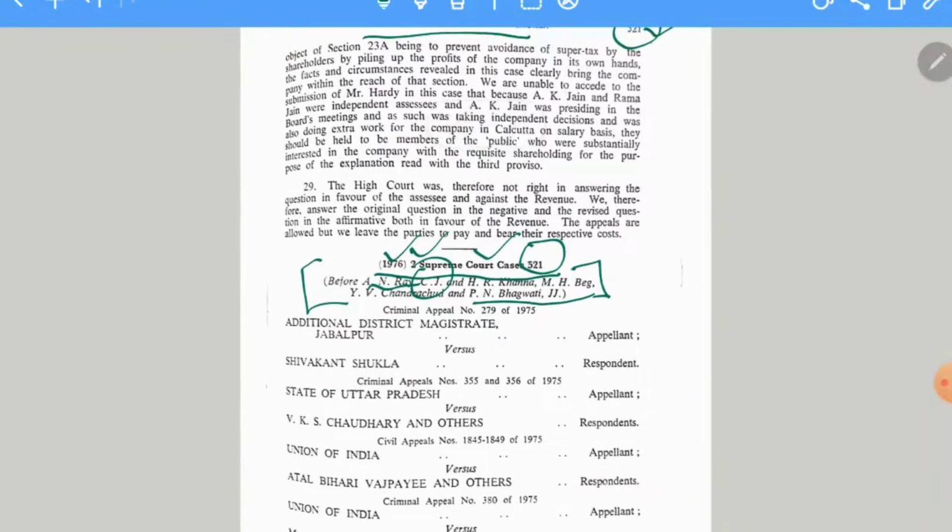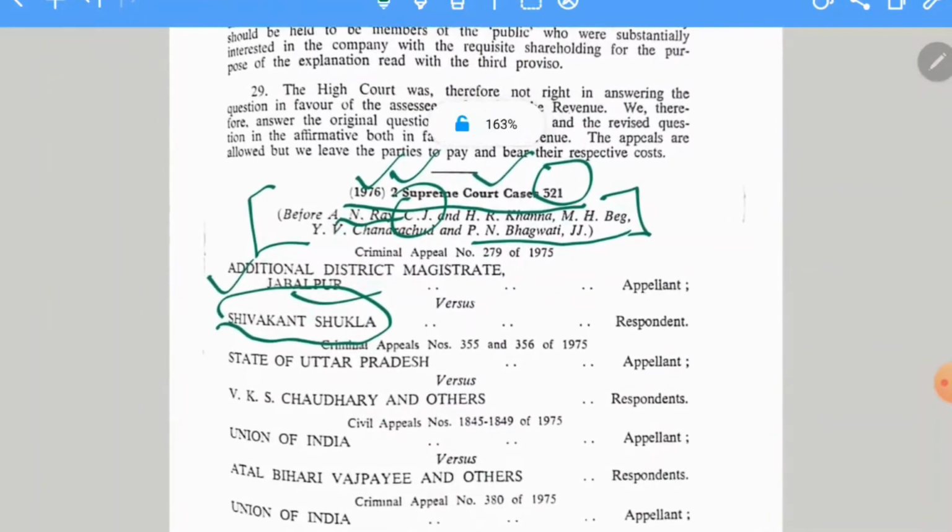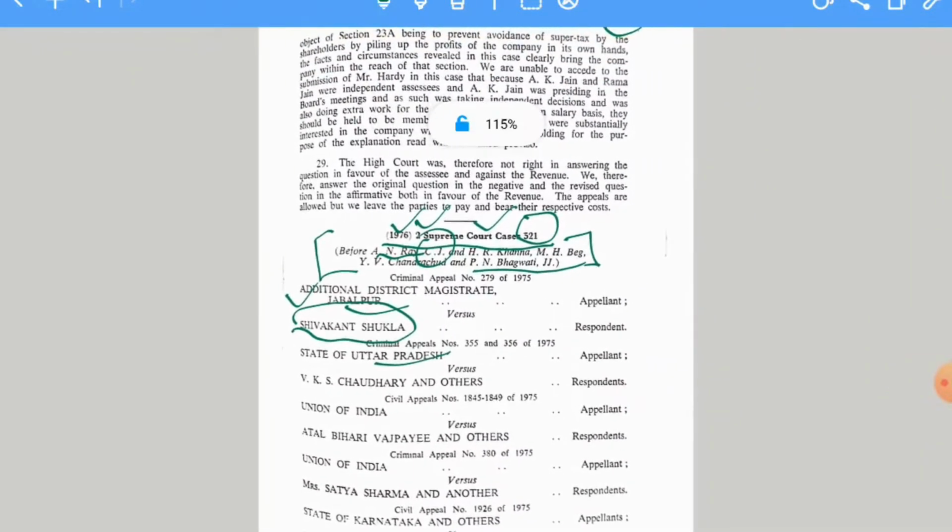Now here you can find the name of the appellant. The appellant is Additional District Magistrate Jabalpur, and the respondent was Shivakant Shukla. Apart from this, you can see there were more appellants also. State of UP was also there. Then VKS Chaudhary in that case was a respondent. So it is a case where so many appellants and respondents were clubbed together. This is the way you can find the names of the judges who were involved in this case.